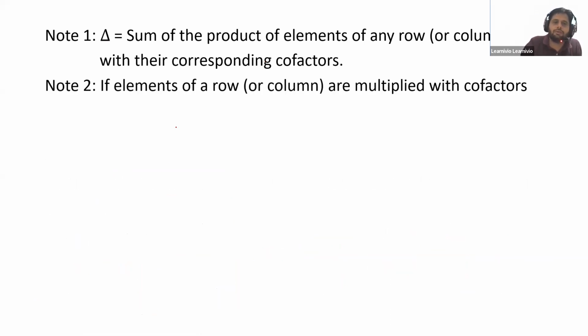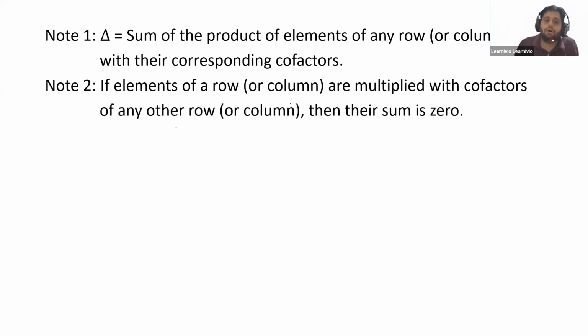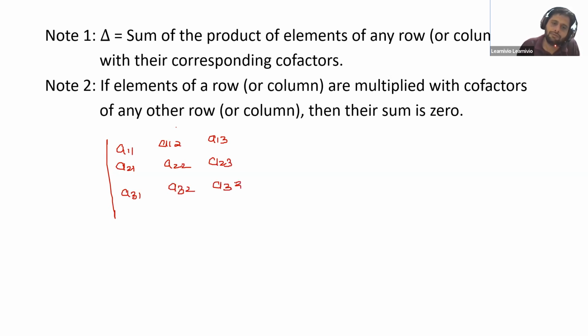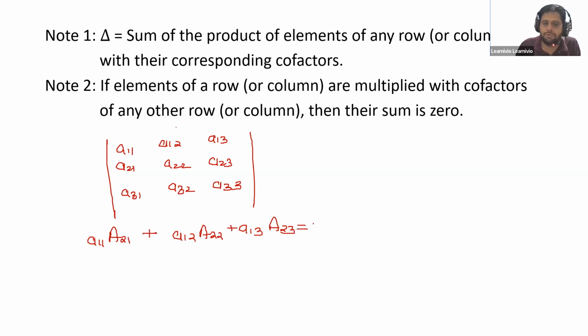Now the second note. The second note is: if elements of a row or column are multiplied with the cofactors of any other row or column, then their sum is 0. What does this mean? Suppose we have this determinant A11, A12, A13, A21, A22, A23, A31, A32, A33. Suppose we take the elements of the first row, but multiply them with the cofactors of the second row, and then add them, then the answer will be 0.